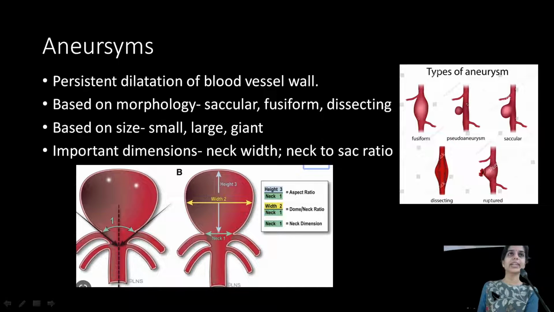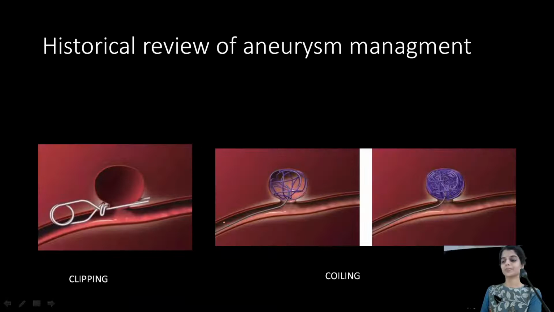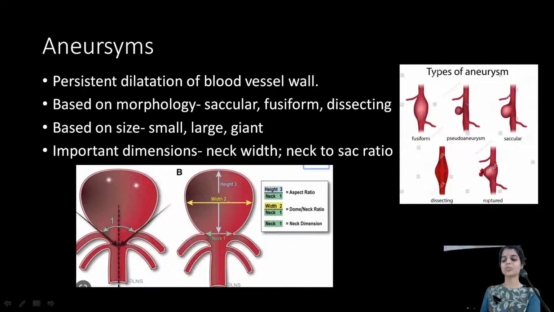How do we define wide-necked aneurysms? Wide-necked aneurysms are aneurysms with a neck which is more than 4 mm, or if the dome to neck ratio is less than 2. There is a problem of any device staying in it or prolapsing into the parent artery when it is a wide-neck aneurysm.